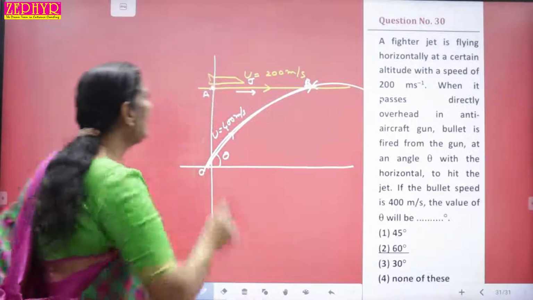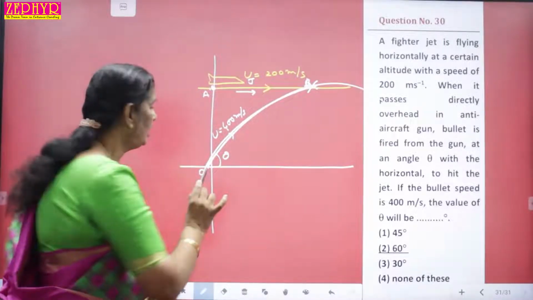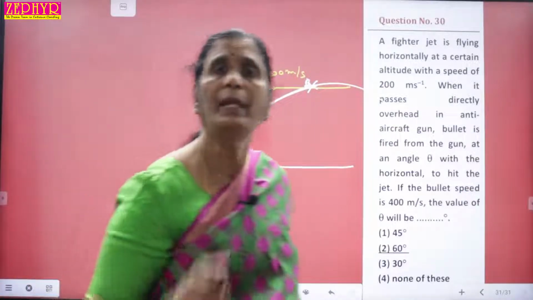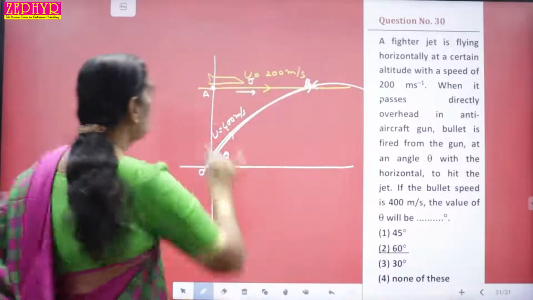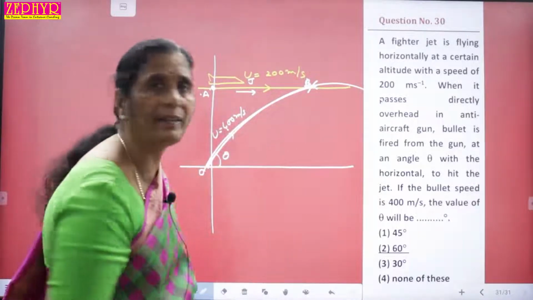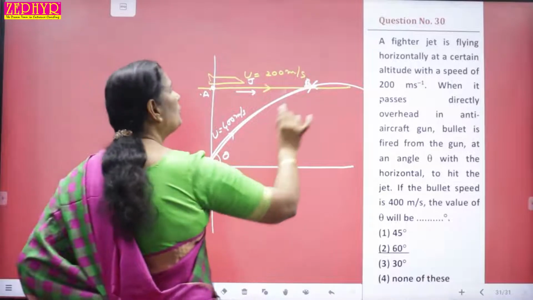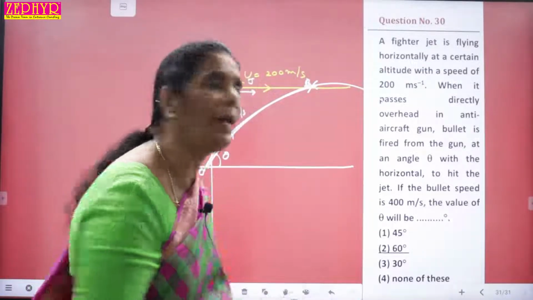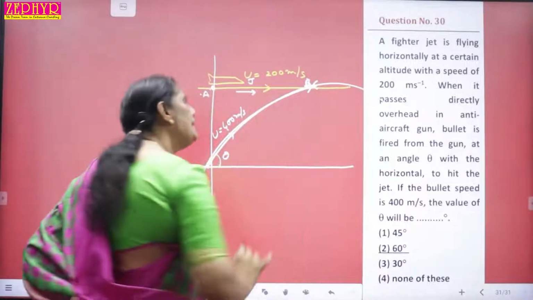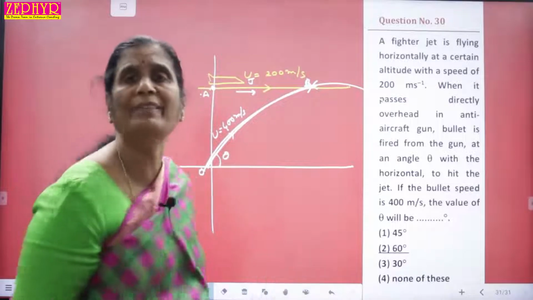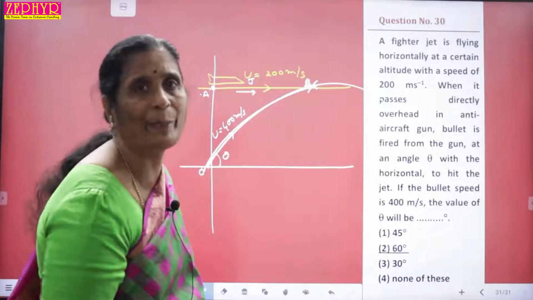Think that A is 6 o'clock, O is also 6 o'clock. At 6 o'clock 30 seconds, it has to hit. So the jet takes 30 seconds, the bullet reaches at 6 o'clock 30 seconds, the same time, 30 seconds. So the time taken by the aeroplane to move from A to B is one and the same as the time taken by the bullet to travel the same distance. So that's the concept.